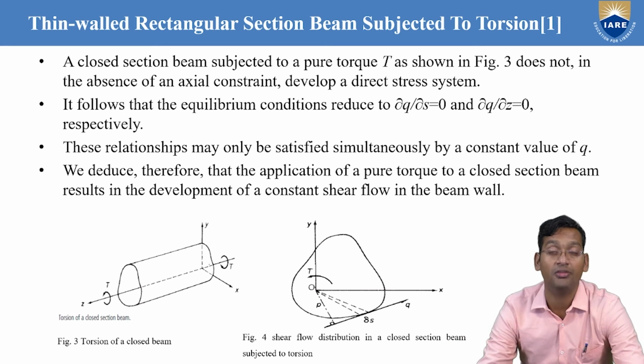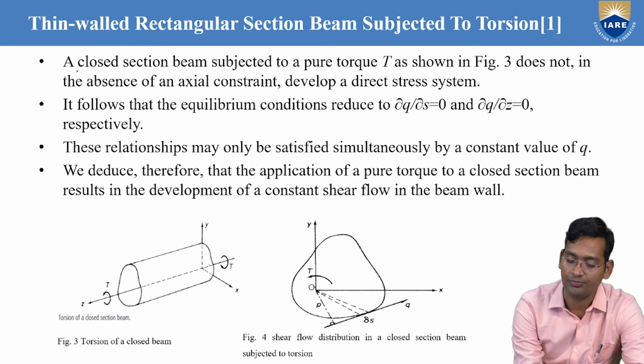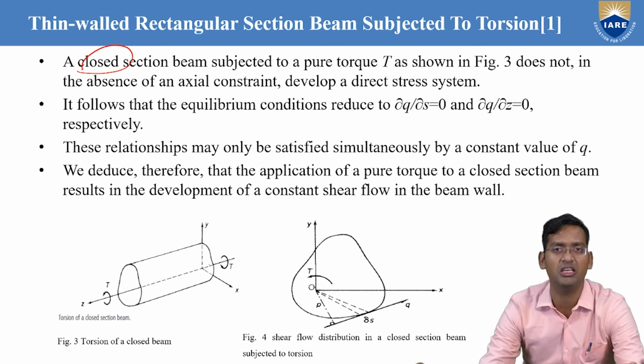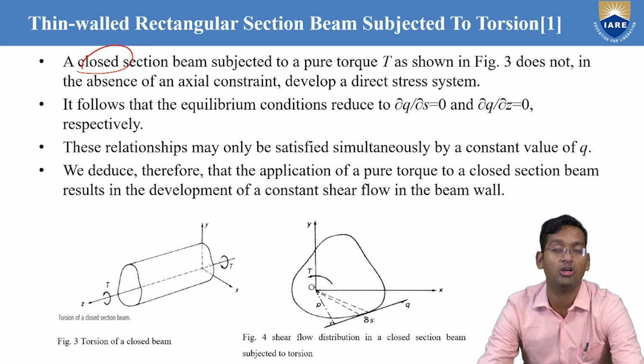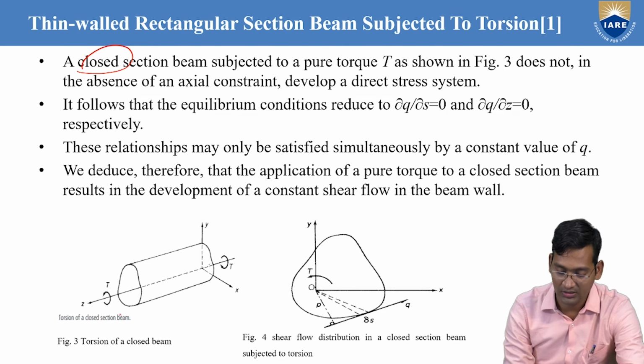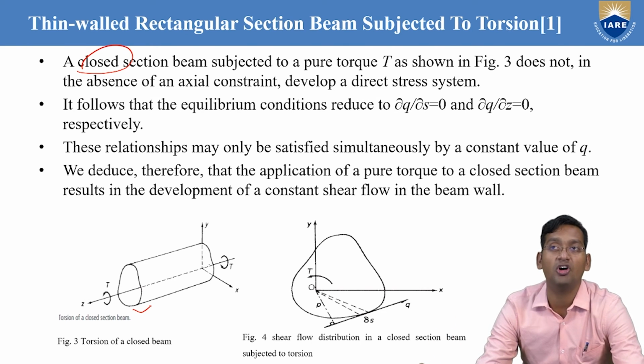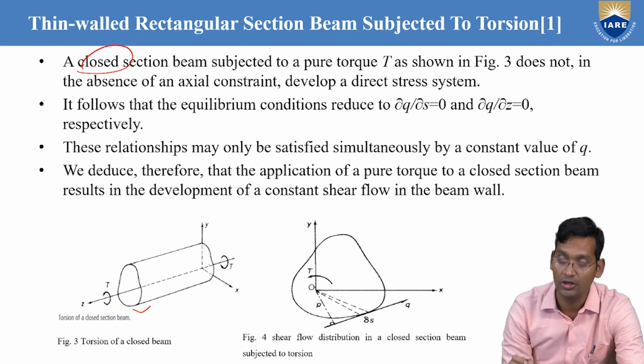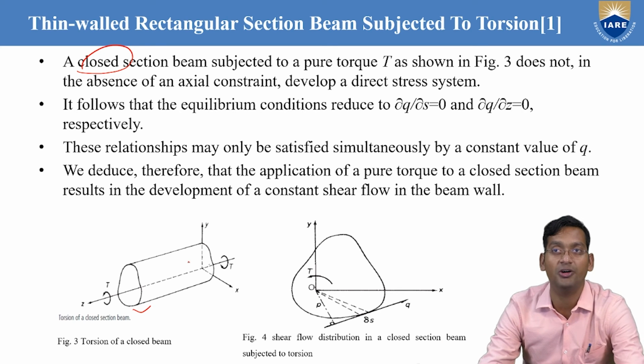So now if that is not there, then what happens? Here is a closed section, right, or you can say the open section also will be the same way. An open section or closed section beam is subjected to a pure torque T as shown here. In the absence of axial constraint, this does not develop a direct stress system. Just as we had seen, the load should be at the shear center, then only that will be 0; otherwise, it won't be in equilibrium.